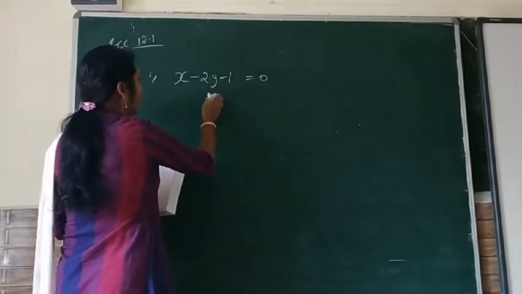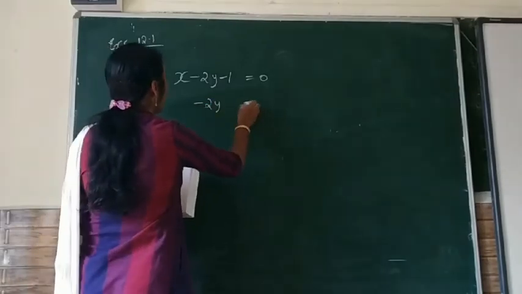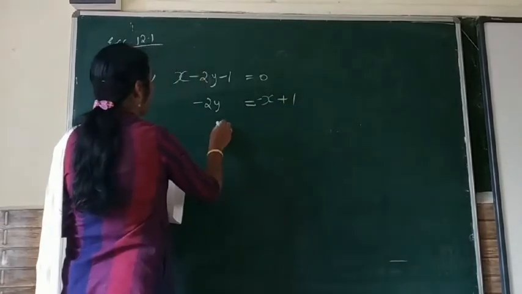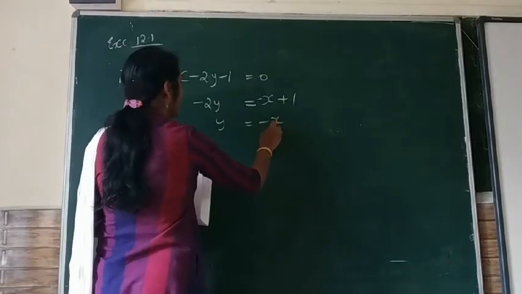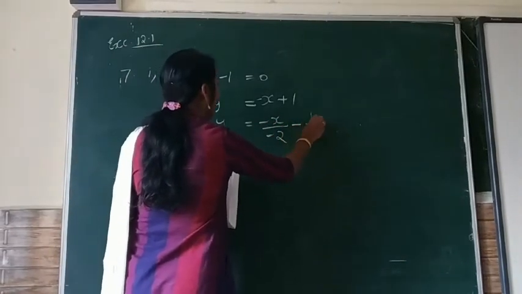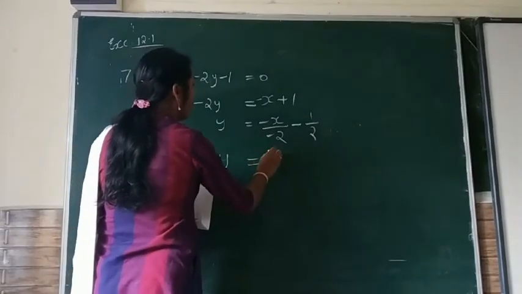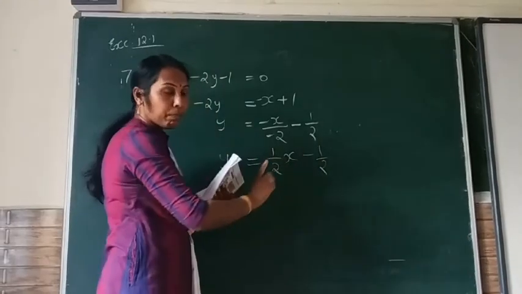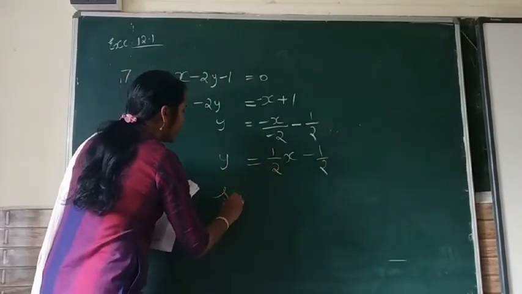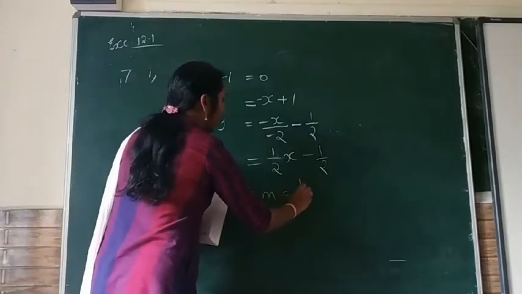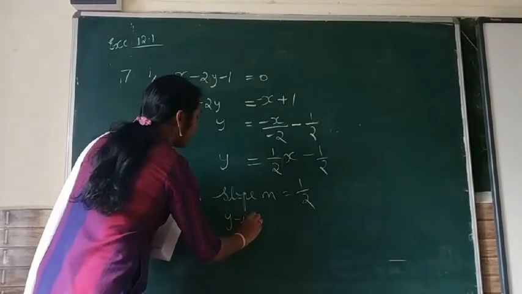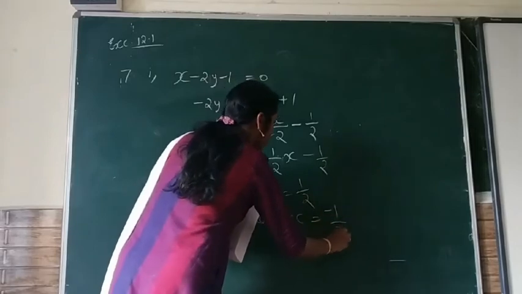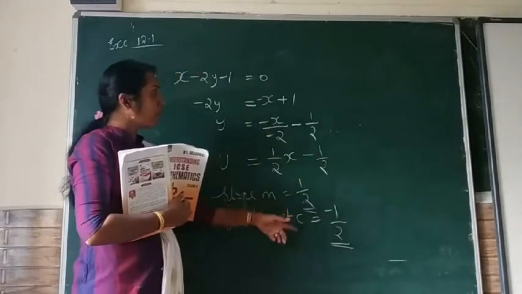So by keeping minus 2y at the left, we get minus 2y is equal to minus x plus 1, y is equal to minus x by minus 2 minus 1 by 2, or it can be written as y is equal to 1 by 2x minus 1 by 2, that is in the form y is equal to mx plus c. So here slope m is equal to 1 by 2 and y-intercept c is equal to minus 1 by 2. So these are the slope and y-intercept of the given equation.